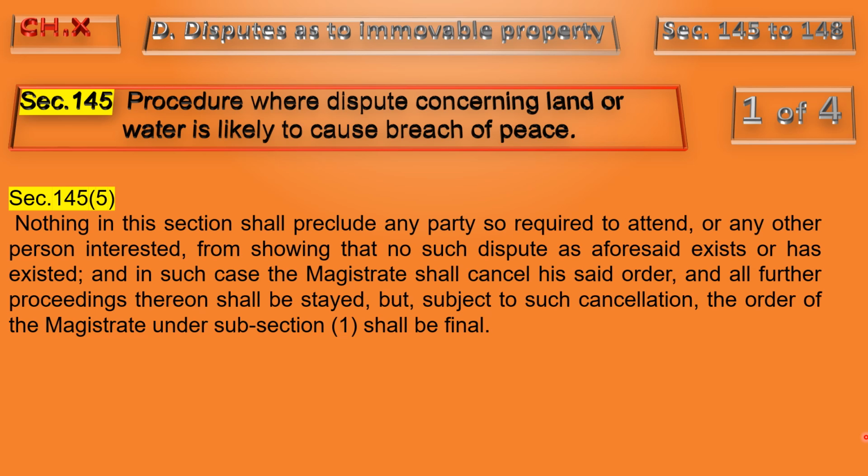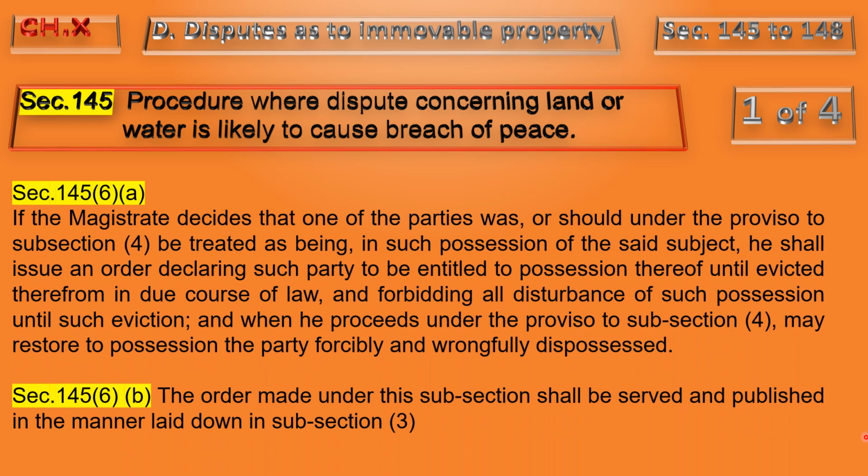is preventing any party, any person to approach the court, that there is no dispute at all. In such case, the magistrate obviously will cancel his order which he made under subsection 1 of section 145. But if there is nothing like this, then the orders of the magistrate under subsection 1 shall be considered as final. Next is subsection 6 of section 145.